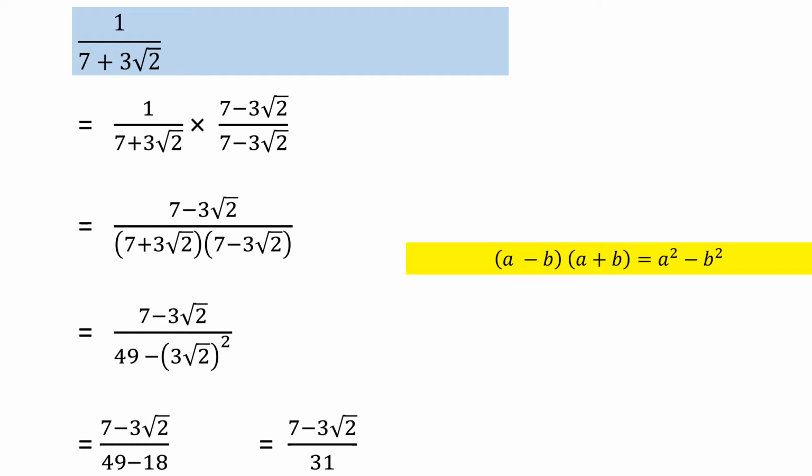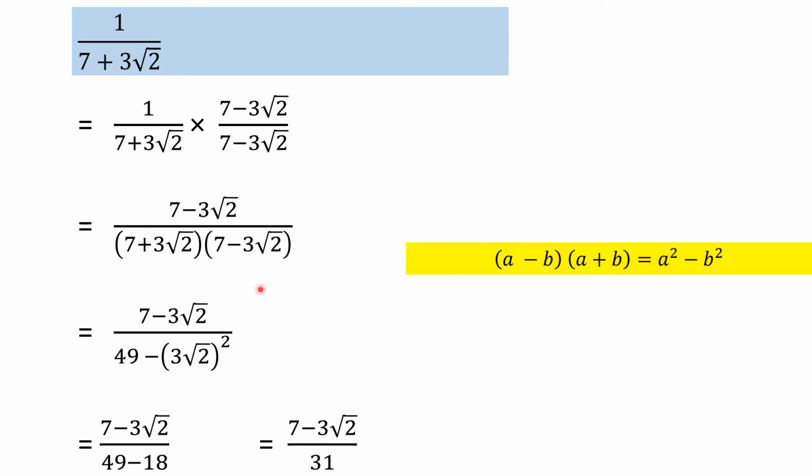Now you must be wondering why we can't use the formula a plus root b and a minus root b. Why can't we use this formula? Because clearly you can see that there is another number here, right? So we cannot use this formula. That is the reason why we are using the a minus b, a plus b formula. Comparing this to this, I can see that 7 is a and 3 root 2 is b.